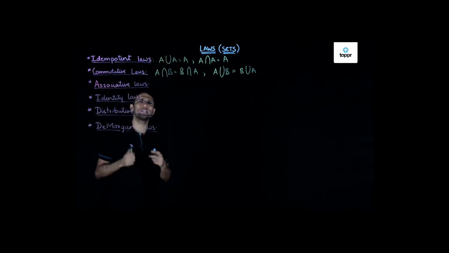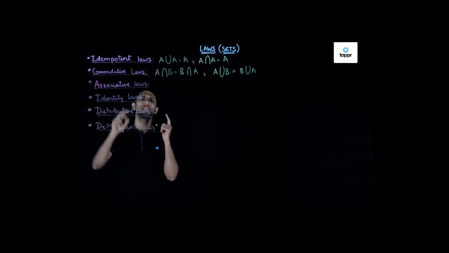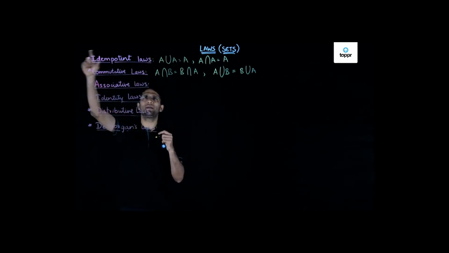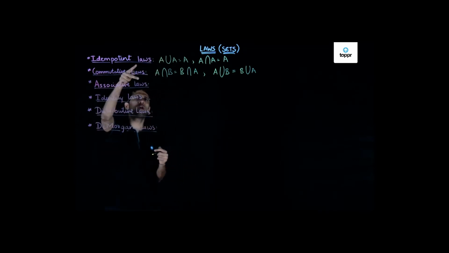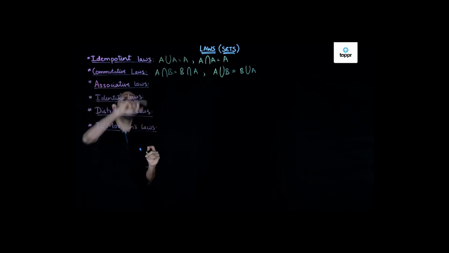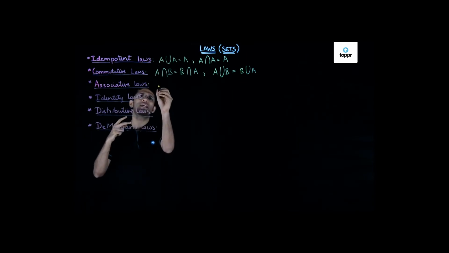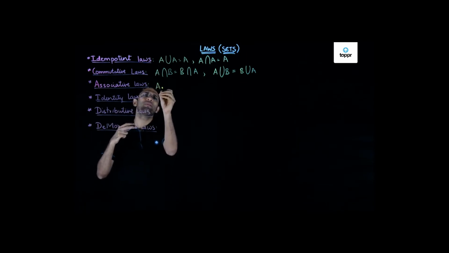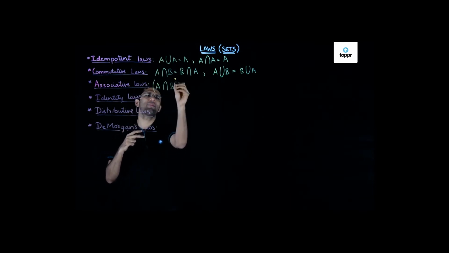So let us see what are these associative laws. Now, these associative laws apply to three sets. So earlier in the idempotent law, we had looked at a single set, and in case of commutative laws, we took the example of two sets A and B. And now to understand associative laws, we will take three sets A, B and C. And the associative law states that whenever we perform the intersection of sets A, B and C, then that intersection can be performed in any order.